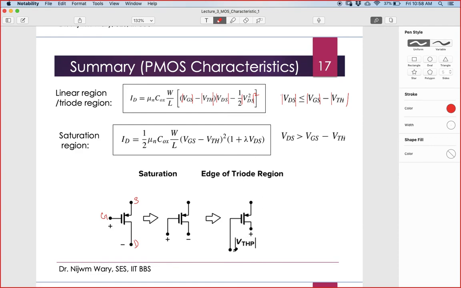Whenever this is lower than the threshold voltage, it goes to the triode region. Sometimes we get confused because the equations for the PMOS and NMOS are different, taking care of signs. So don't worry at all. My suggestion is to take the magnitude of it and do the same analysis as for NMOS. Don't worry about the notations and all. Just take the magnitude and use the same way of doing the analysis.